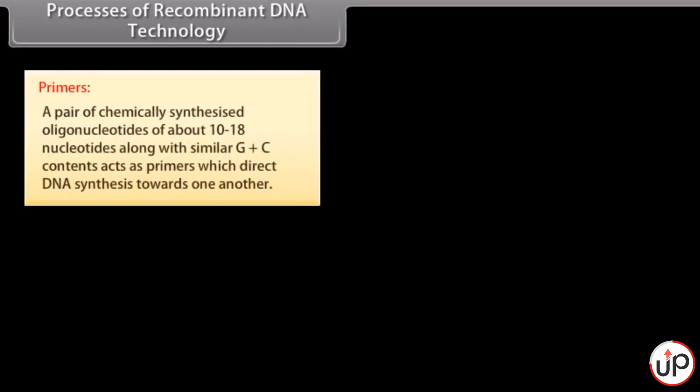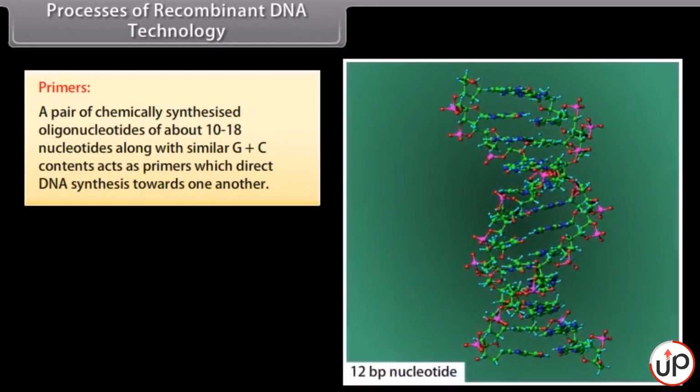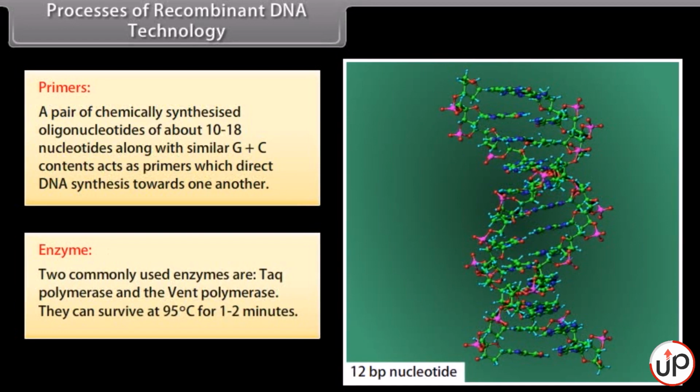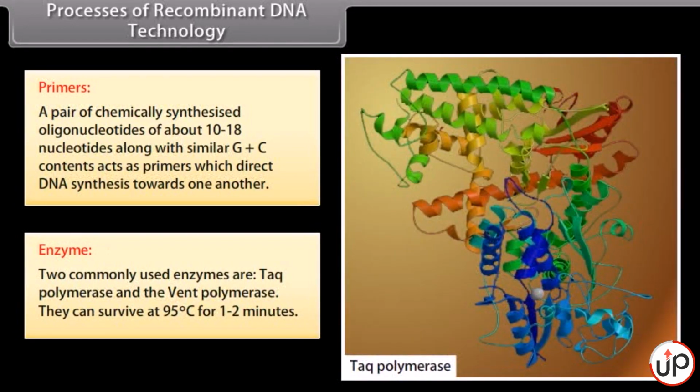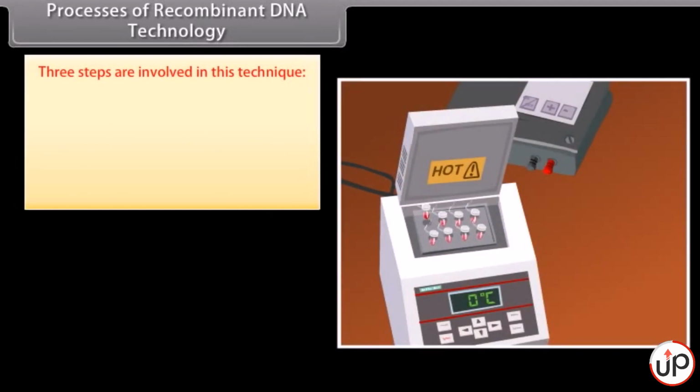Primers: a pair of chemically synthesized oligonucleotides of about 10 to 18 nucleotides along with similar G plus C contents act as primers with direct DNA synthesis towards one another. Enzyme: two commonly used enzymes are Taq polymerase and the Vent polymerase. They can survive at 95 degrees Celsius for 1 to 2 minutes. Three steps are involved in this technique.